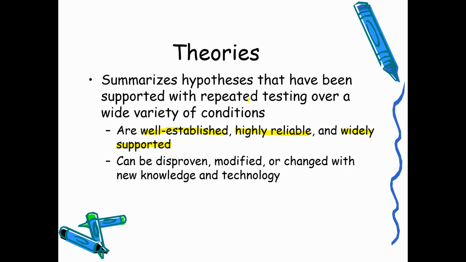Now, as we know, science can always change. So if new evidence arises, the theory could be disproven, it could be modified, or it could be further supported. But in order to reach that theory status, it does have to be very, very, very validated, okay? It's hard to ever use the word prove in science, but it's not a weak idea. Hypothesis, low-level science, okay? Theory, very well established.